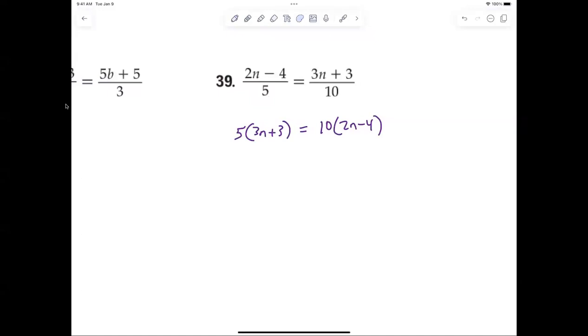If you do this first and someone else says, well, I didn't do that first, I did this, I would say it doesn't matter. It doesn't matter, right? So now let's go ahead and distribute now. 15n plus 15 equals 20n minus 40.